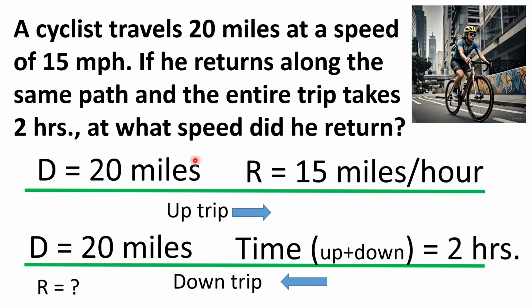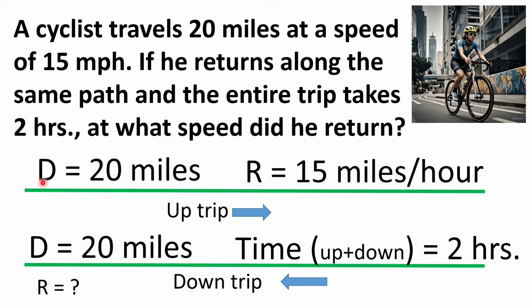So this is for the up trip, and then if he returns along the same path and the entire trip takes 2 hours, it means that the distance is the same, that is 20 miles. The entire trip takes 2 hours, which means the time for the up trip and down trip together equals 2 hours. At what speed did he return? So we have to find the speed of the down trip or returning trip.